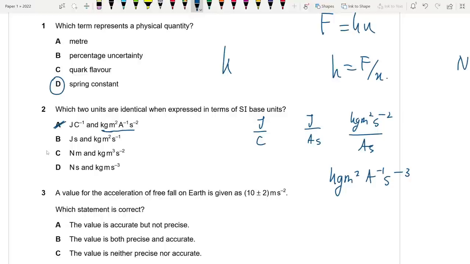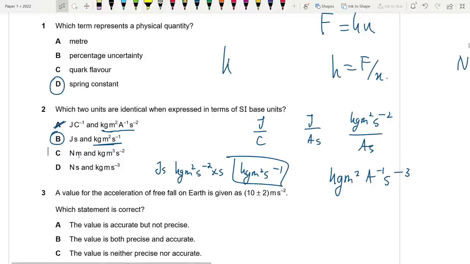Now let's go to B. B is joule second. Joule is kg m square s minus 2, times second. So that's kg m square s minus 1. I'm going to go with B.